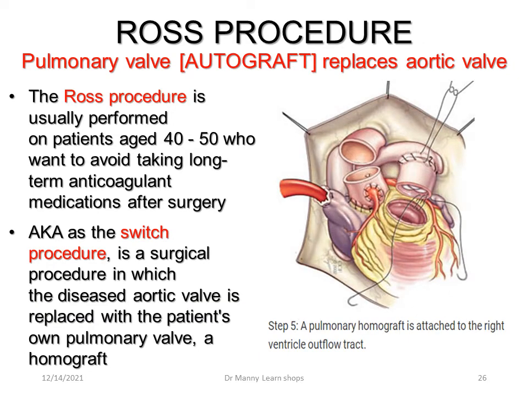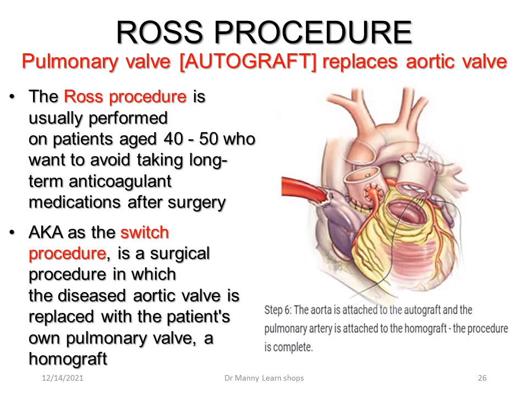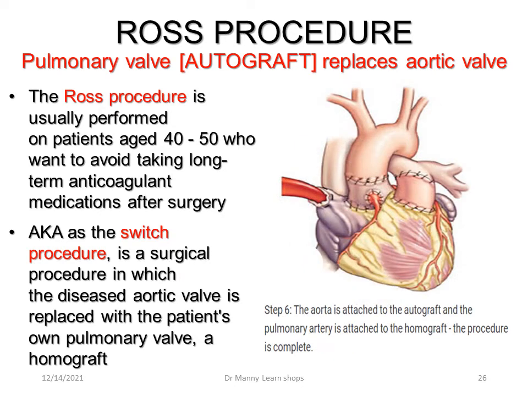Step 5, a pulmonary homograft is attached to the right ventricle outflow tract. Step 6, the aorta is attached to the autograft and the pulmonary artery is attached to the homograft, and the procedure is complete.